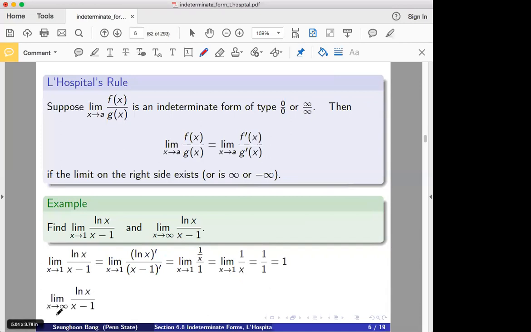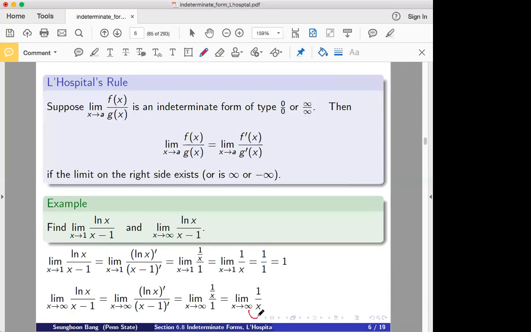For the second one, you can plug infinity into the top and the bottom, exactly infinity over infinity. So we have infinity over infinity. We can use L'Hopital's rule again. Same: 1 over x over 1, which is 1 over x.